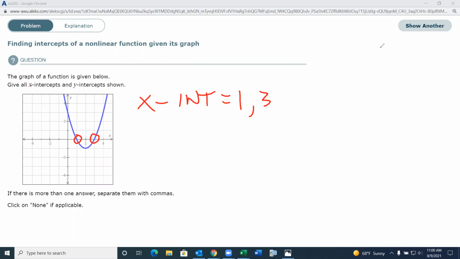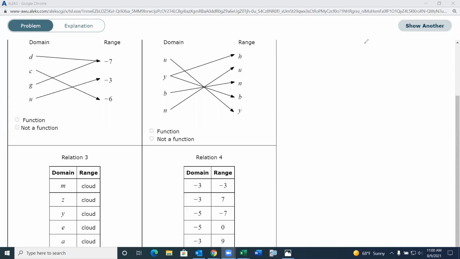All right. And then the y-intercept is where this thing hits the y-axis. So the y-intercept will be at 3 as well. And that's all you got to do. And then you move on. It's pretty cool. All right, on this one, we're determining whether or not something is a function.